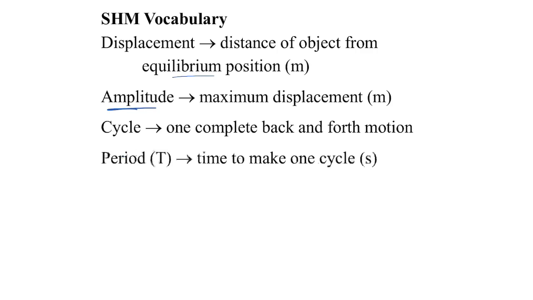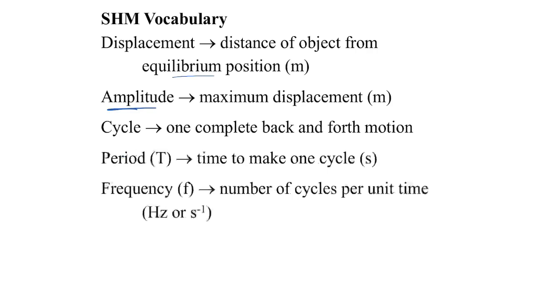And then, of course, the period of a simple harmonic oscillator is the time to make one cycle. That's measured in seconds. And the frequency is the number of cycles per unit time. We measure that in hertz. Hertz is seconds to the power of negative 1, or it's just 1 divided by seconds, right? Because we know that period is equal to 1 over frequency, which means frequency is equal to 1 over period. And period is measured in seconds. So that's 1 over seconds.